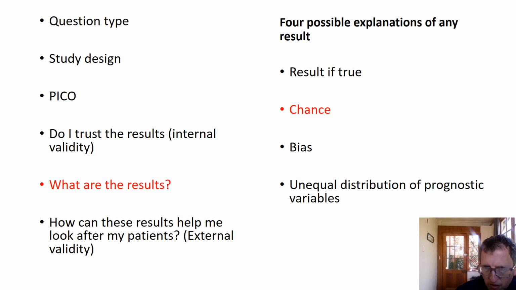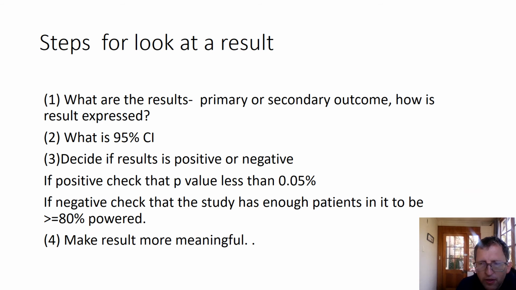And then we talked about results. We went through a systematic way of looking at results, and I was a bit mindful here of not info overloading people, because this is the area where we usually lose people. But essentially the system, when you look at a result, certainly for therapy studies and harm studies, is you look at whether the result is a primary or secondary outcome. And then how is the result actually expressed?